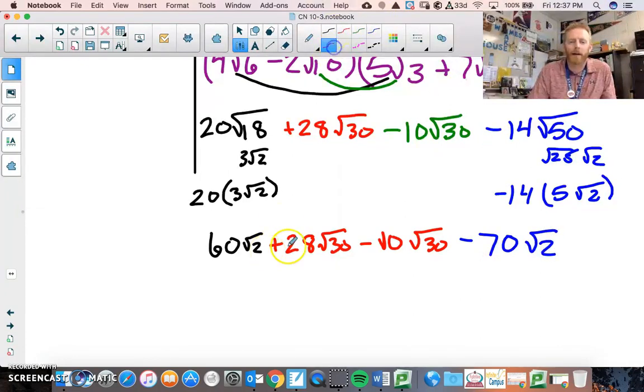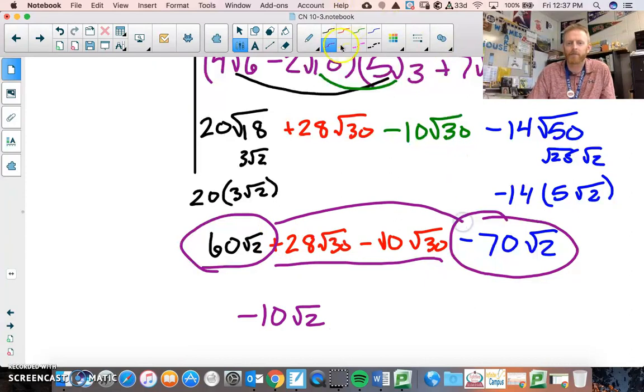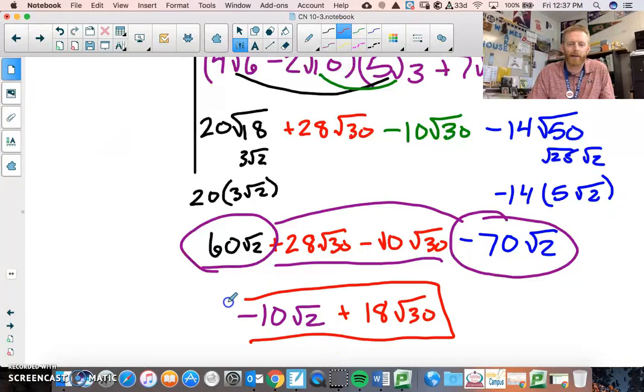Now what we're going to do is combine our like terms. The root 2's will get combined together, so I will have a negative 10 root 2 from combining these two. And then I will also have, in red, 28 minus 10, which makes an 18 root 30. And that would be the area in units squared that we got. Now that problem took quite a bit of time, folks, but the process was not incredibly different than what we have been doing for all the math that we've been doing this year.